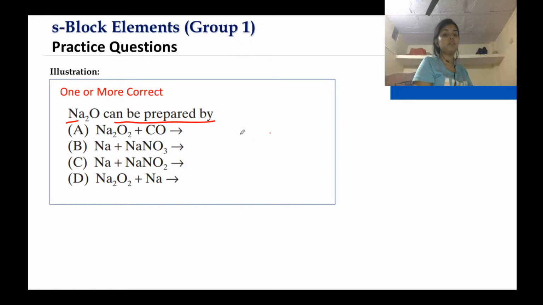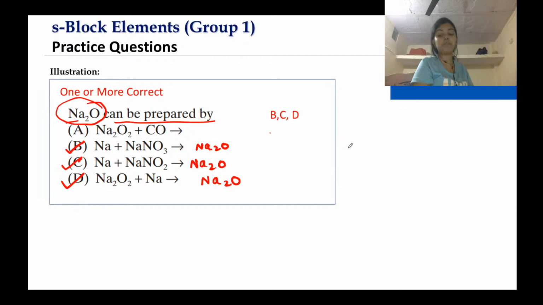So if you see here, Na plus NaNO3 will also give you Na2O. Na plus NaNO2 will also yield you Na2O, and Na2O2 plus Na will also give you Na2O. So through these three reactions B, C and D, you can obtain Na2O. These are the preparatory reactions for Na2O. Okay. So these equations that I am mentioning here are very much important from your examination point of view. Revise these equations. Okay.